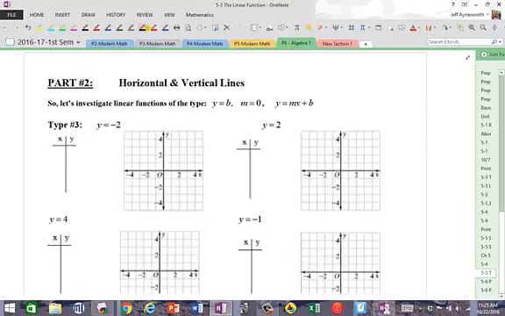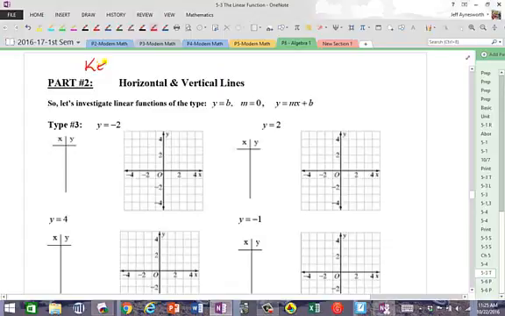The key is, let's write it up here, the key is that two points determine a line. Two points determine a line. Believe it or not, it's that simple. And if you know that, then graphing these lines, even though they look a little bit different, is actually pretty easy and straightforward. So my first type is when y equals just a constant.